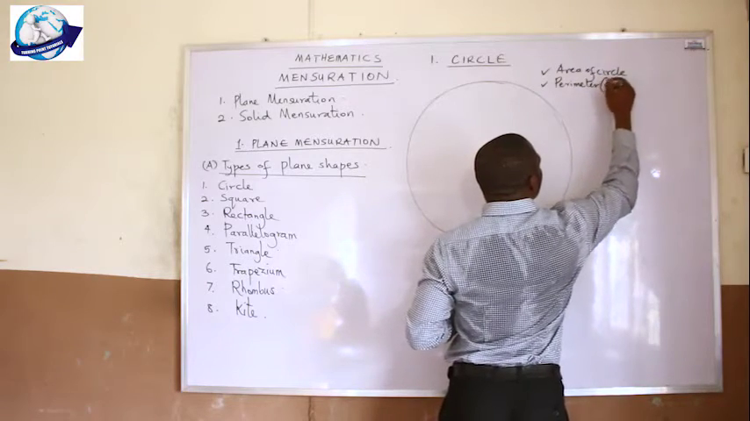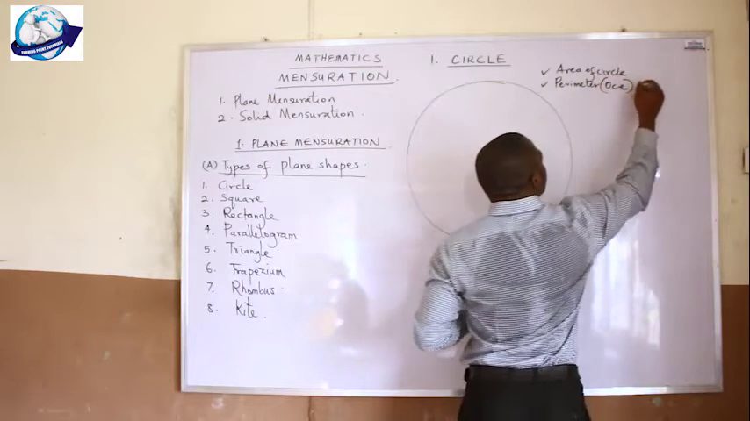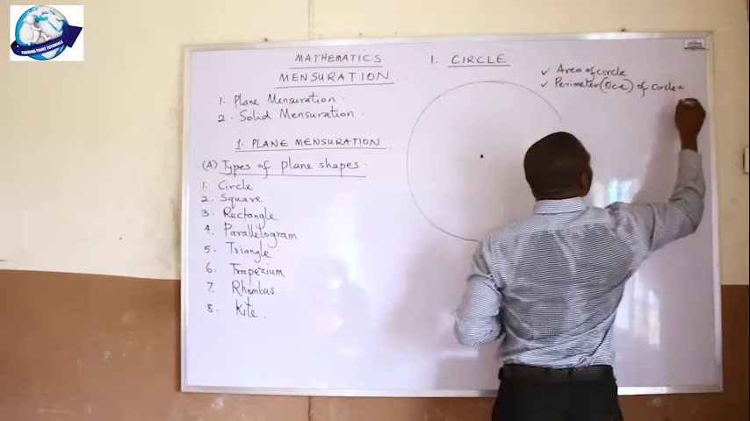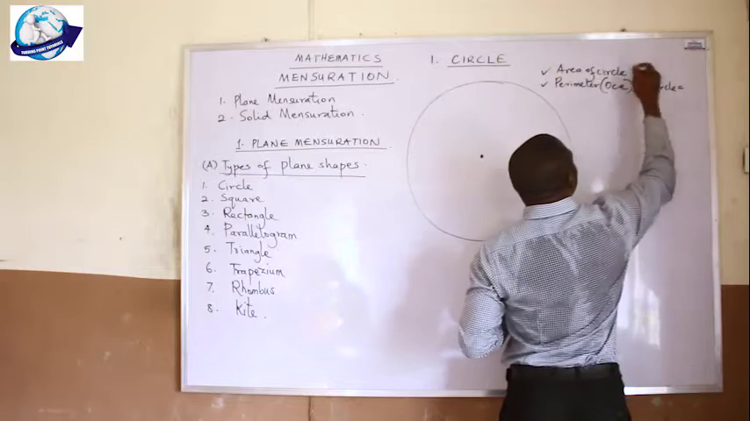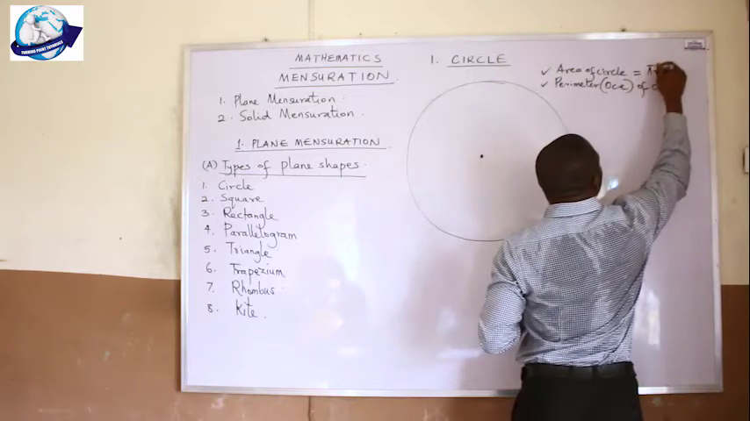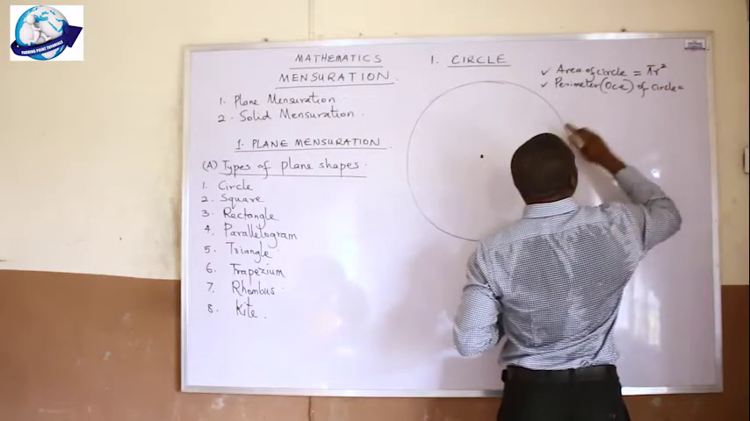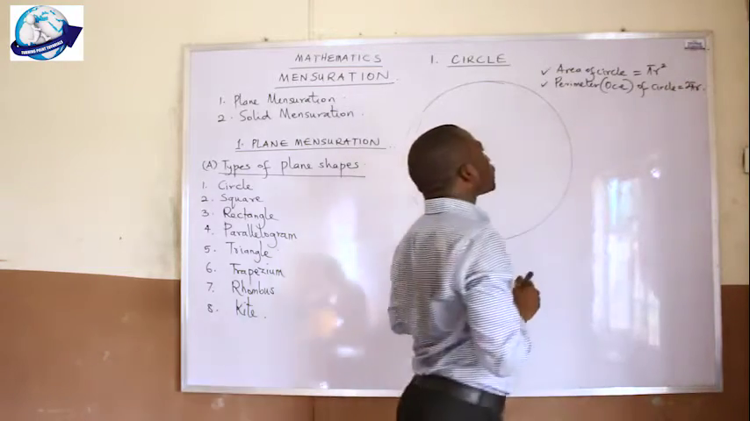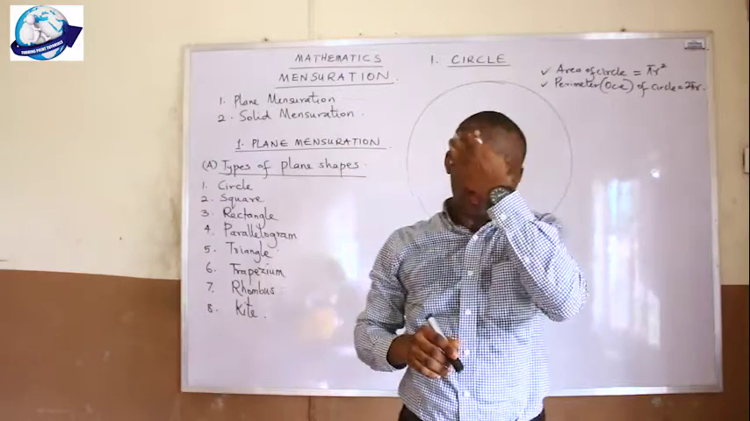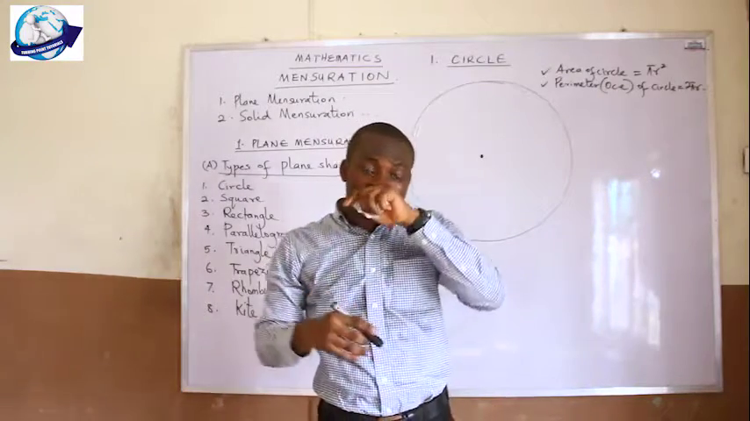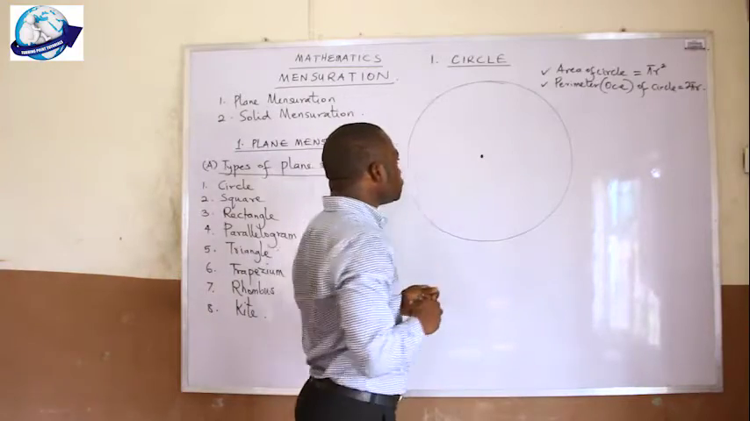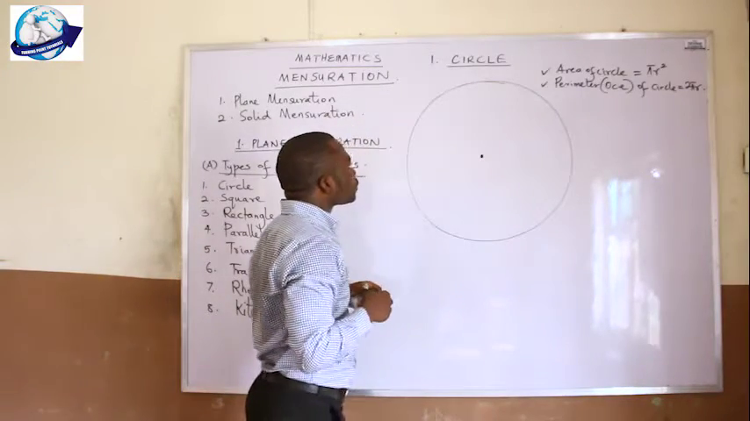Permit me to use abbreviation, area and circumference of a circle. Your first formula, pi r squared. Second formula, 2 pi r. This is the basic formula you can find in a circle. Now there are other formulas you can derive from this same circle. Alright? Now, then we look at circumference.